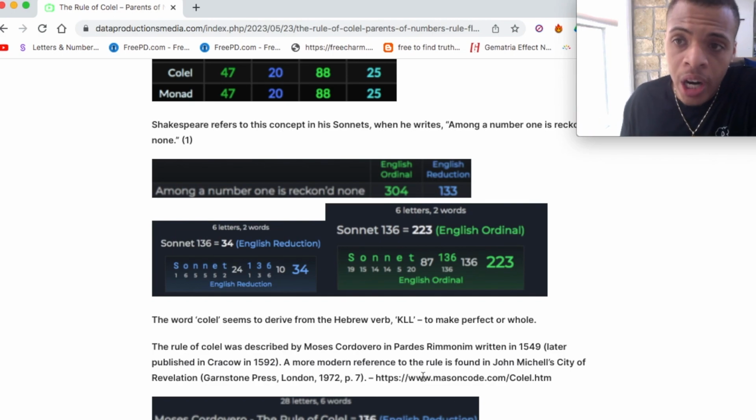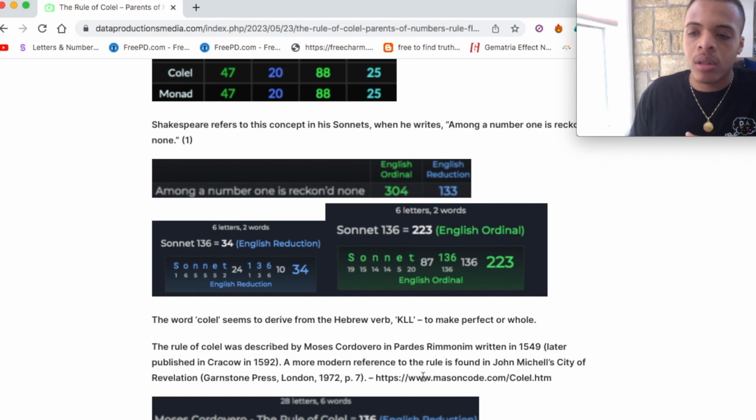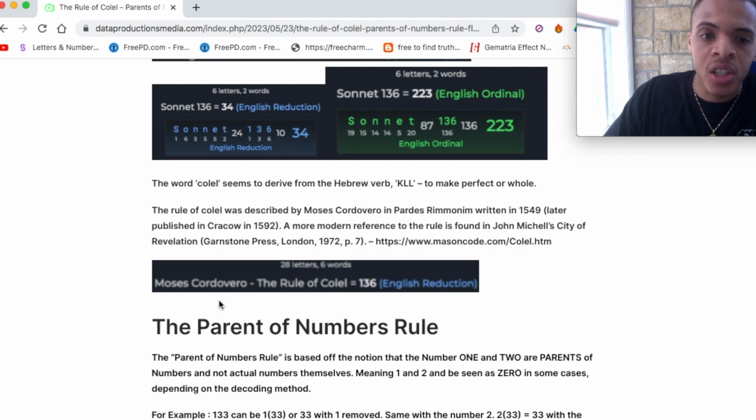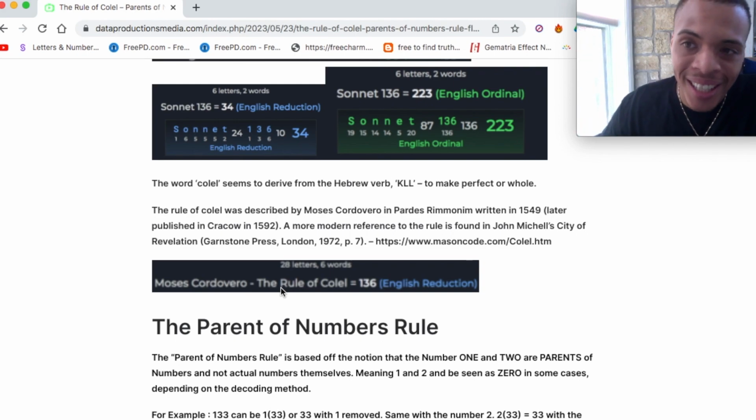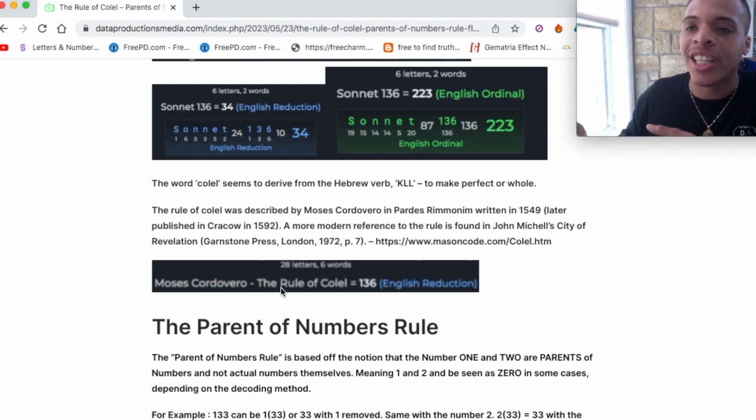If it's 34, you can see that as 33. If it's 32, you can see that as 33. In the energetic realms, in the Masonic realms, they've said that's close enough. Okay, and so I don't want to see anybody discredit somebody using this rule because it's correct. We also have Moses Cordovero, the rule of Kolel, equaling 136, English reduction, much like the sonnet 136, just one digit away to that 137. So you see all these connections. It's right there in the coding.